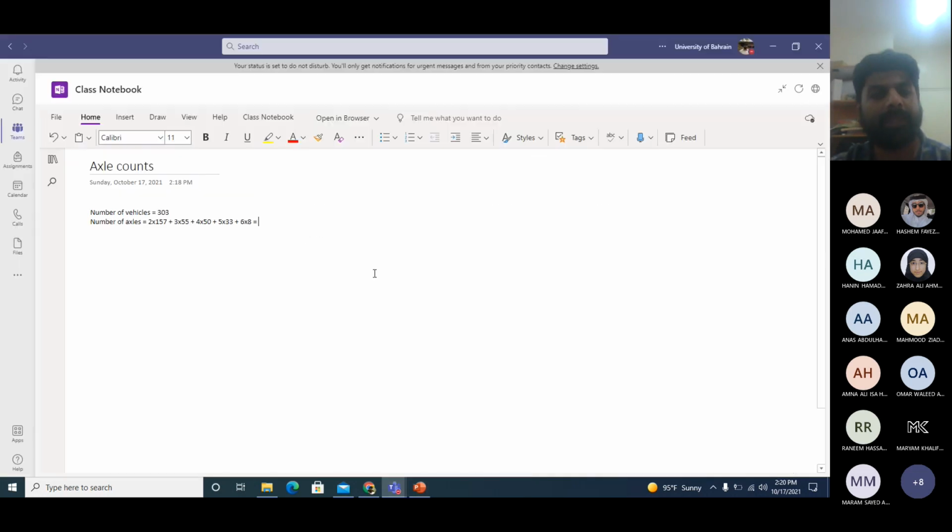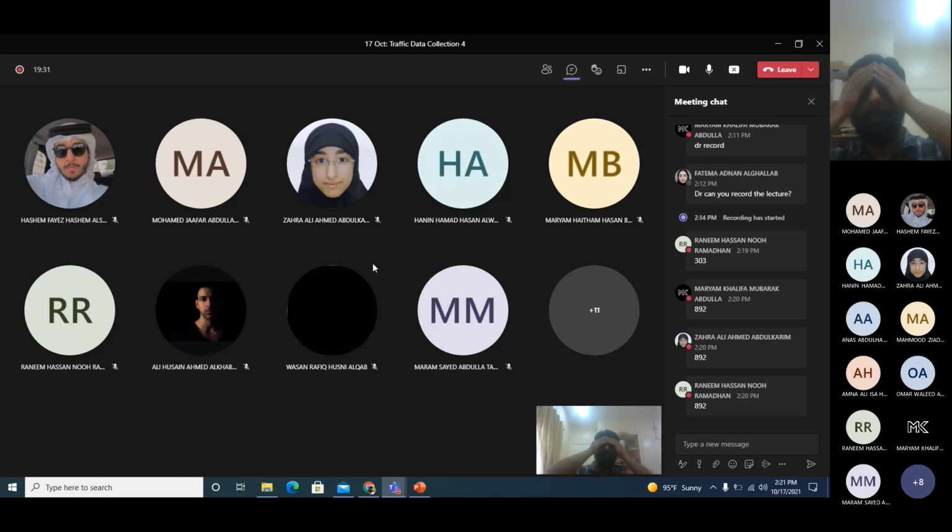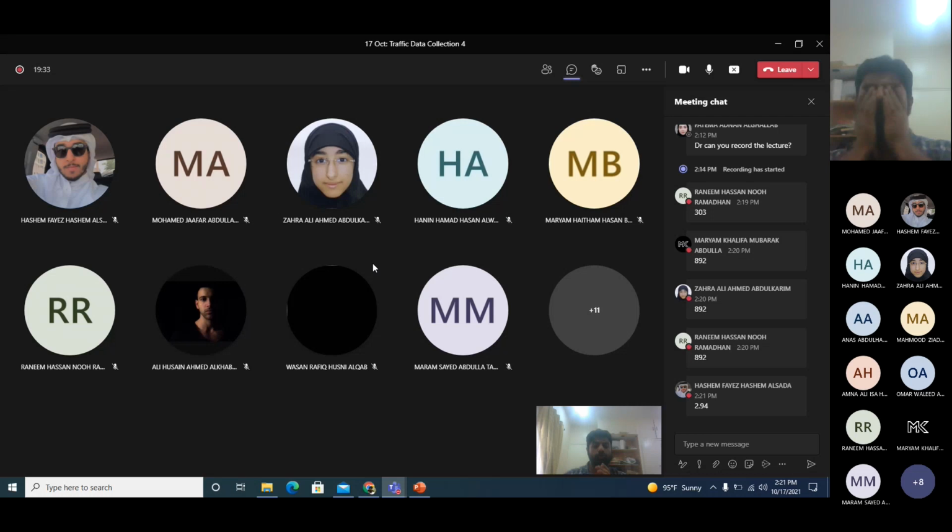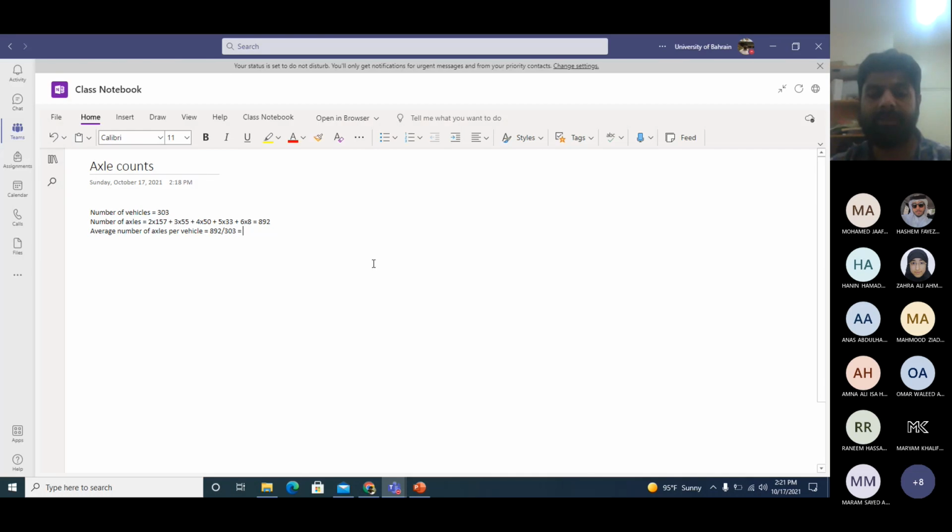892, yes, 892. Now I will calculate average number of axes per vehicle, which will be the ratio of these two things, right? So 892 axes in 303 vehicles. So how many axes per vehicle? 2.94. So on average, every vehicle has 2.94 axes.